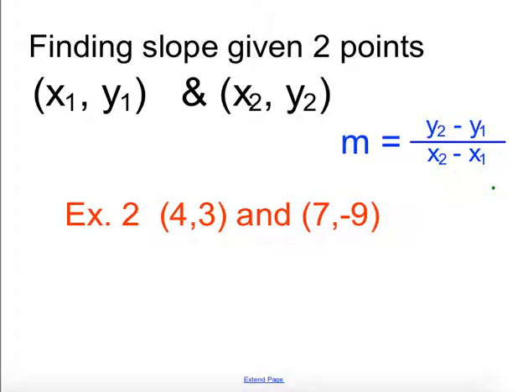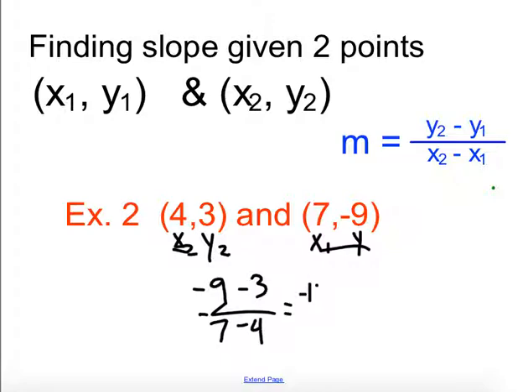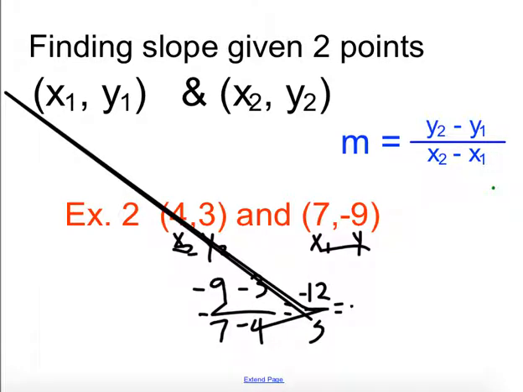Let's try it again. And we say, let's say that this one is x1, y1. This one's x2, y2. And let's plug it in. And we say -9 minus 3 over, oops, sorry, I started doing it the previous way. That's okay. I'll show you both ways to show you that it doesn't actually matter which way you go, just that it's consistent. So if we do y1 minus y2, so 7 minus 4, and we end up with -12 over 3, which is -4.